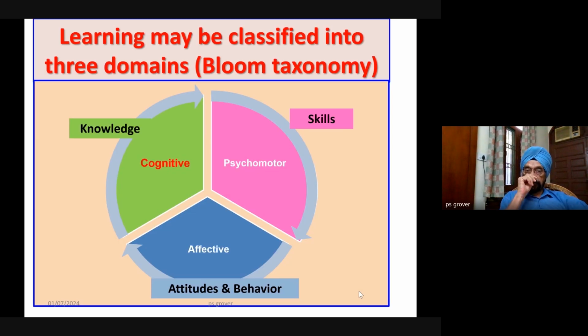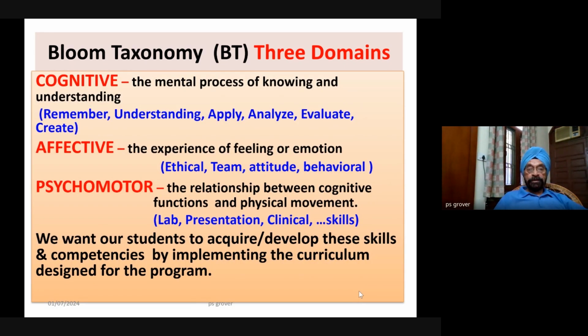Now, learning will be specified into 3 domains according to Bloom taxonomy: cognitive domain, psychomotor domain, affective domain. So, knowledge, skills, attitude, and behavior. Please remember those 12 program outcomes which I mentioned earlier, they involve all the 3 components, all the 3 domains. So Bloom taxonomy, cognitive is the mental process of knowing and understanding. Remember, understand, apply. I think you will look at detail in some other session. Affective, the experience of feeling or emotion. Ethical, team behavior, attitude, behavior. Psychomotor, the relationship between cognitive function and physical movement.